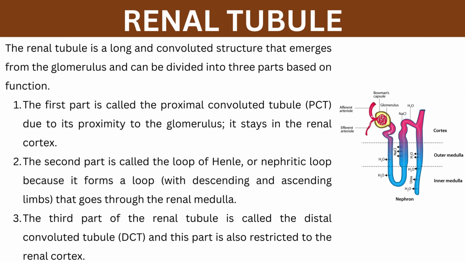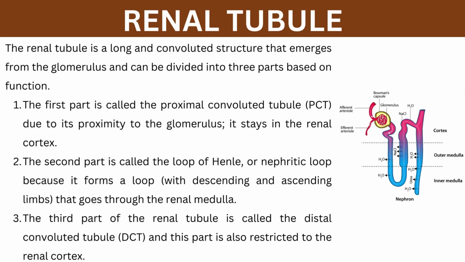The renal tubule is a long and convoluted structure that emerges from the glomerulus and can be divided into three parts based on function. The first part is called the proximal convoluted tubule, PCT, due to its proximity to the glomerulus. It stays in the renal cortex. The second part is called the loop of Henle, or nephritic loop, because it forms a loop with descending and ascending limbs that goes through the renal medulla. The third part of the renal tubule is called the distal convoluted tubule, DCT, and this part is also restricted to the renal cortex.